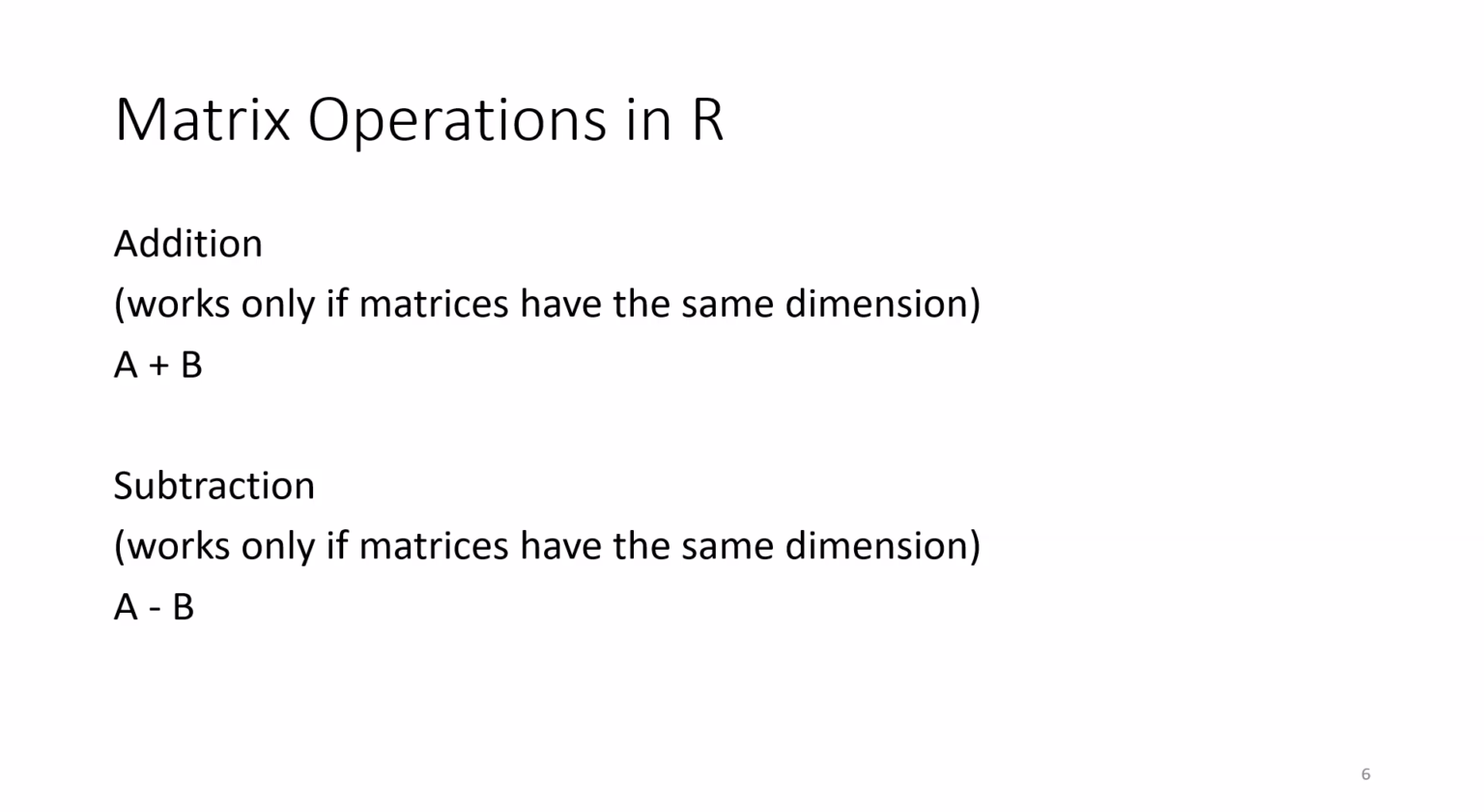Matrix addition and subtraction in R are very easy. They work only when both matrices have the same number of rows and columns. To add two matrices, we simply use A + B. To subtract them, we use A - B. In both cases, R will perform the operation element by element.